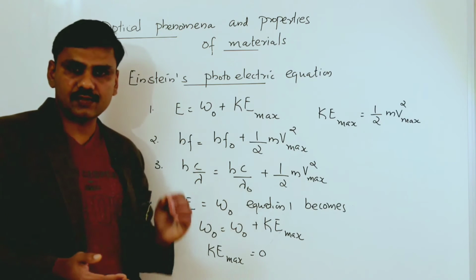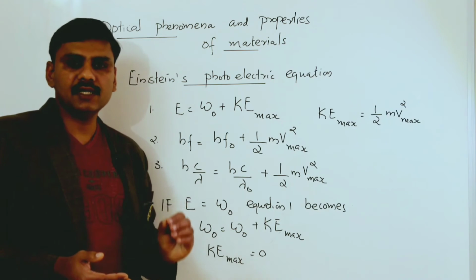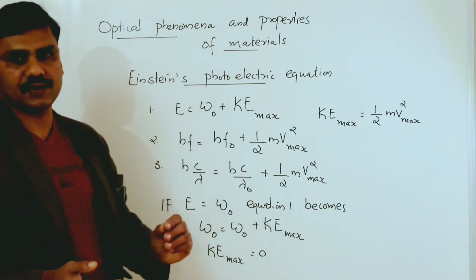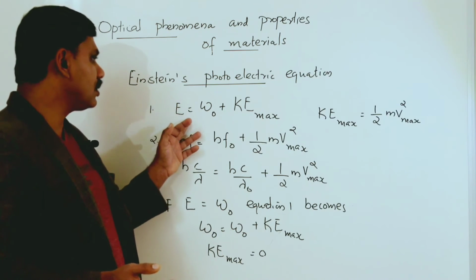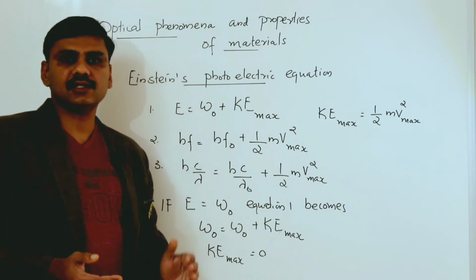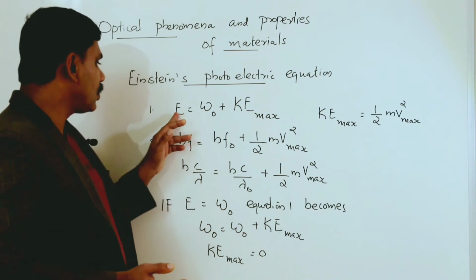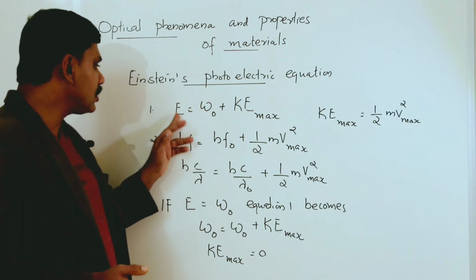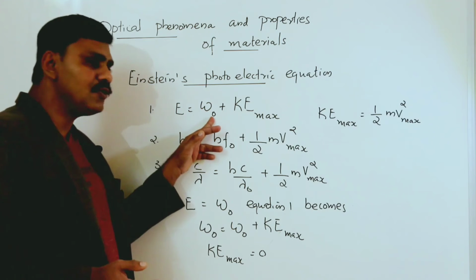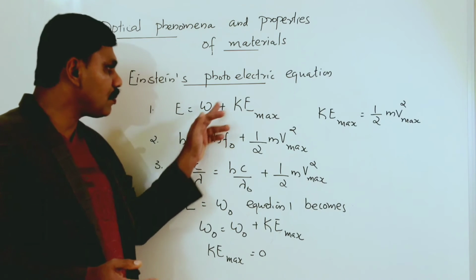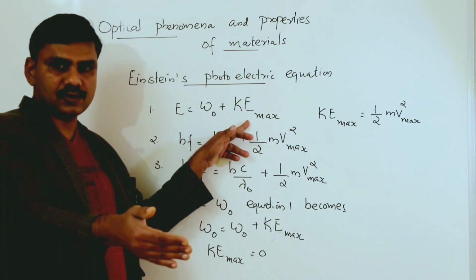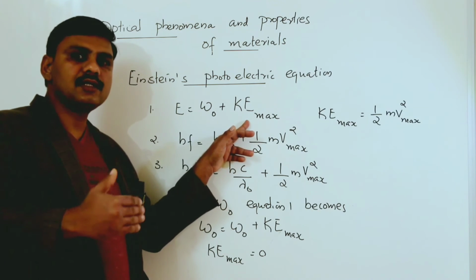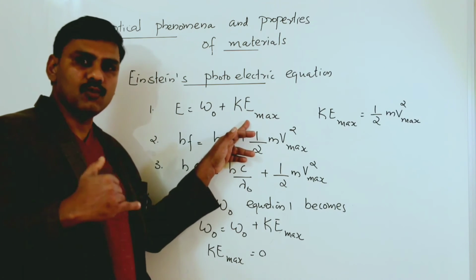He successfully explained the photoelectric effect. That means the ejection of electrons when light of suitable frequency falls on the metal surface. So he explained the photoelectric effect by using the quantum theory of light or particle theory of light. So E equal to W0 plus KE max. That means the energy falling on the metal surface is used for the ejection of electrons plus the kinetic energy of the electrons. First we are ejecting the electrons and then we are giving kinetic energy to the electrons. That means the electrons are moving.